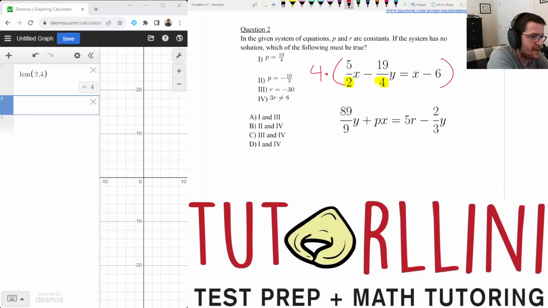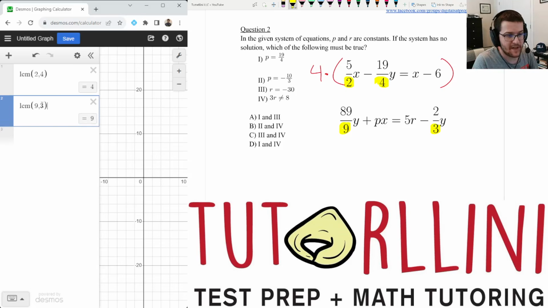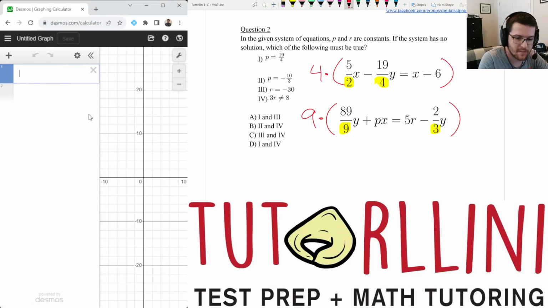And this bottom one has 9 and 3. Well, the least common multiple of 9 and 3 is just 9. So we're going to multiply that one by 9. Great. Okay, let's come back over here.